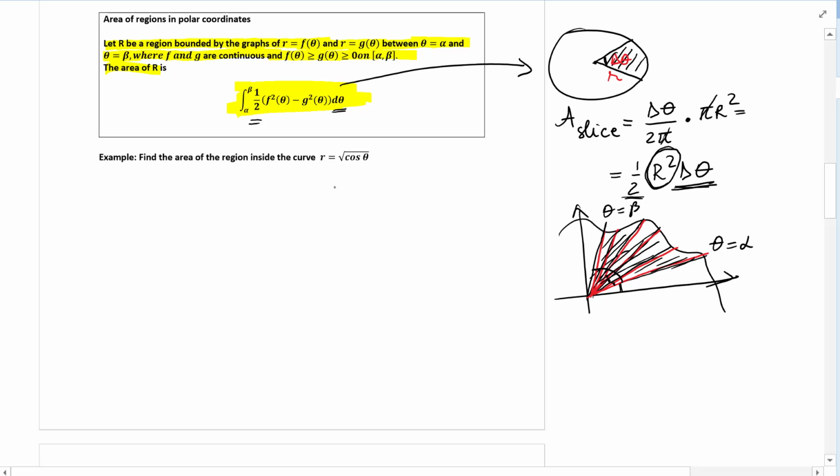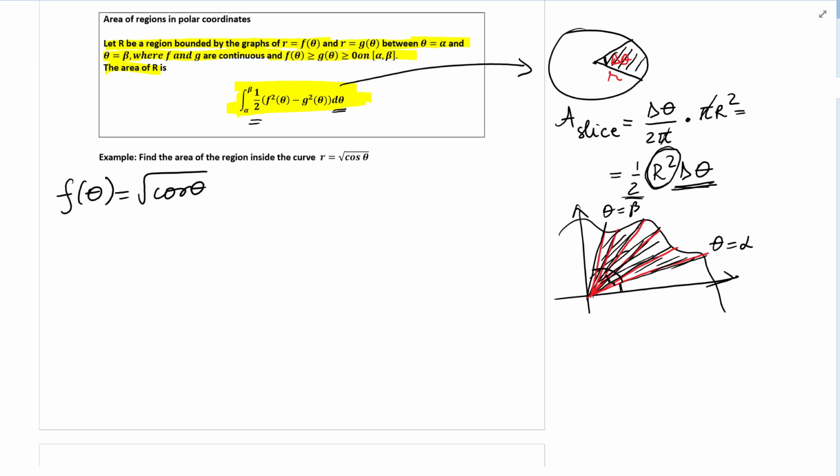So in this problem, let's figure out what we have. Well, because we have only one function, then we are going to say f of theta equals square root of cosine theta. So we want to find the area of the region inside the curve r equals square root of cosine theta.